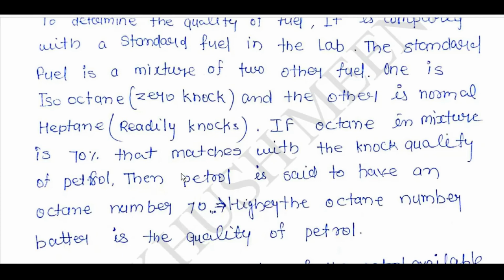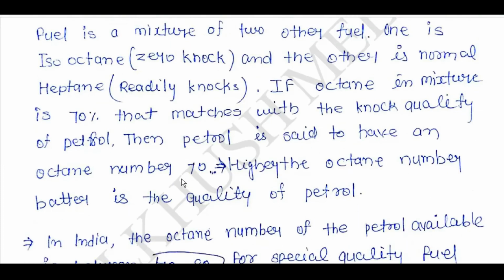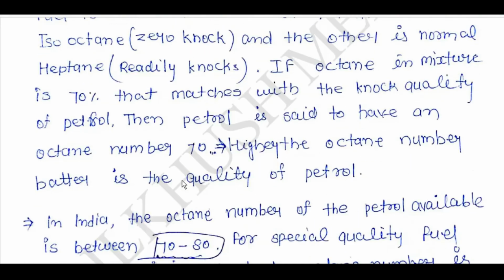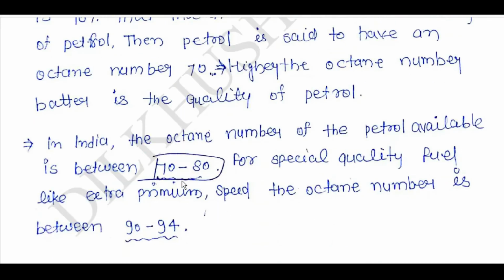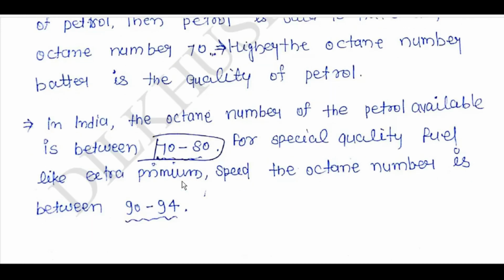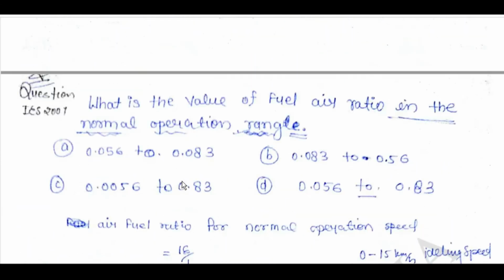If octane in the mixture is 70%, and that matches the knock quality of petrol, then petrol is said to have an octane number 70. The higher the octane number, the better is the quality of petrol. In India, octane number of petrol available is between 70 to 80. For special quality fuel like extra premium, the octane number is between 90 to 94.